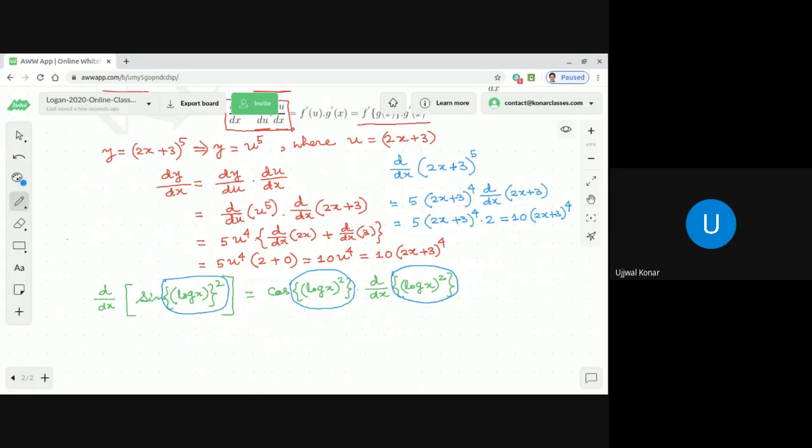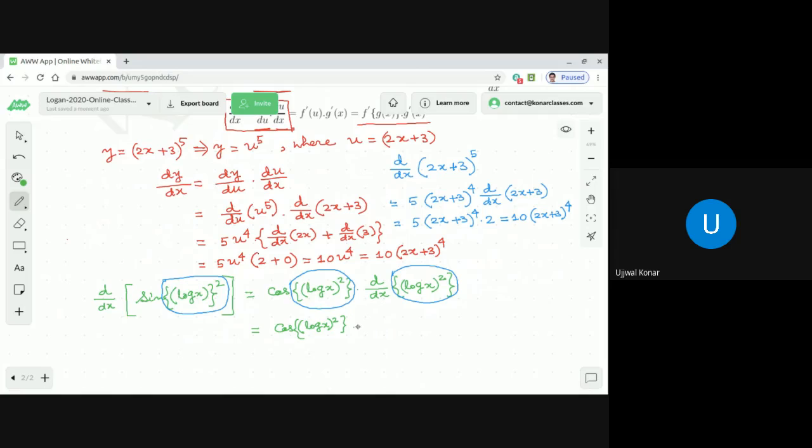Now let's differentiate the blue. What is that blue? That is (log x) whole square. Correct or not? Clear or not clear? Okay. Then we have cos of (log x) square, and here we no need to do anything, because we are done with that part.